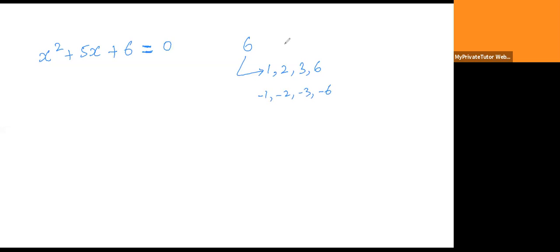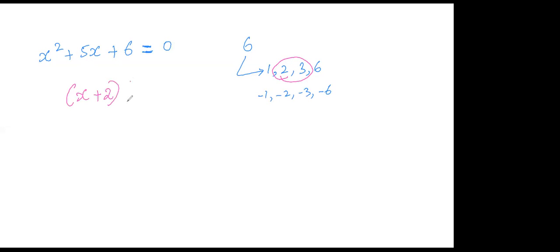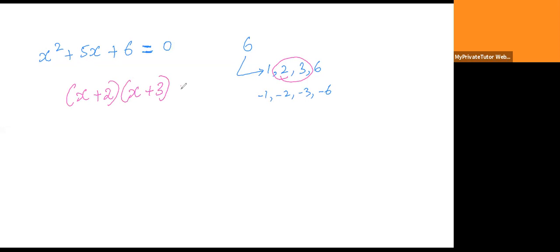So we have a middle number as 5x. So what are the two numbers which add up to 5 and multiply up to 6? 2 and 3. I hope everyone agrees to that. So 3x plus 2x. x plus 2 and x plus 3 equals to 0. And what are the values of x? x is minus 2 and x is minus 3. So what are the values of x? Minus 2 and minus 3. Joseph, you understand? Anna? Mohammed, what about you? Yes, sir.